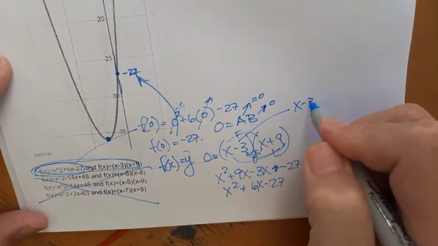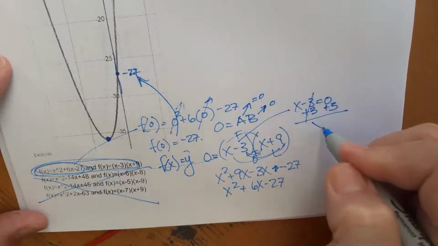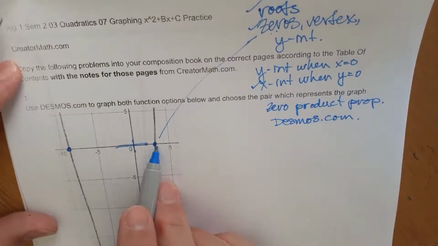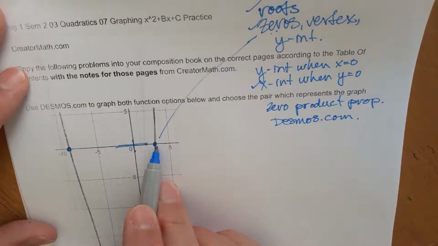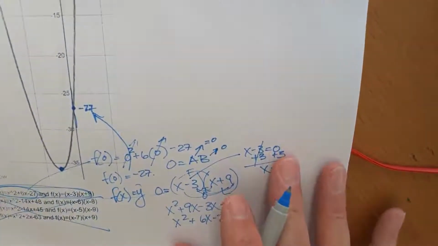We take x minus 3, put it equal to 0, add 3 to both sides. We solve for x, x equals 3. Notice that is the location right here of one of our roots. So that happens for this one, check.